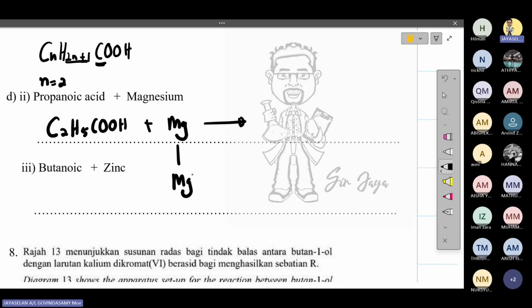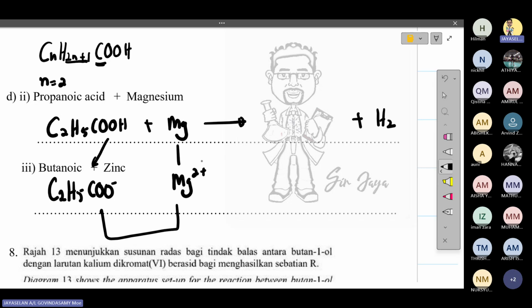So react with magnesium, what product you will get? You take out the ion Mg2 positive, take out the ion C2H5COO negative, and take the hydrogen ion. When you see the hydrogen ion, make it hydrogen gas. Pop sound test. Then this and this join. Since this is 2, what do you do here? Magnesium, open bracket, write all this, C2H5COO, close the bracket, put 2.